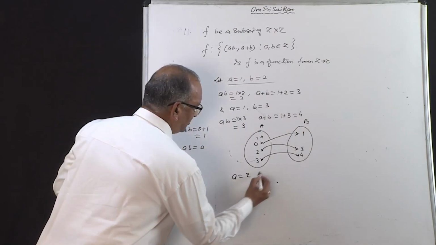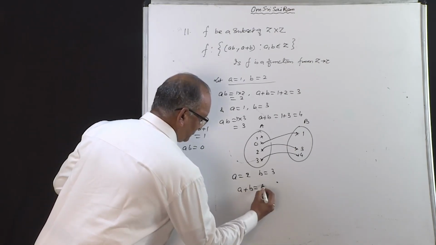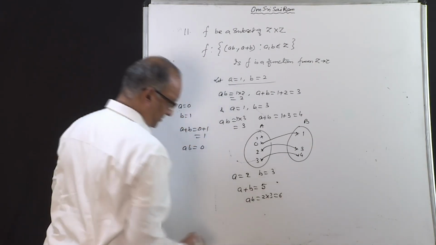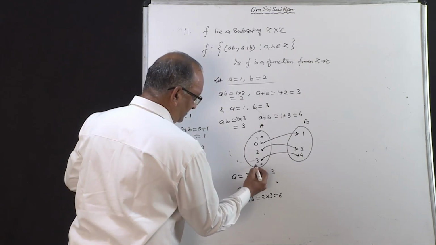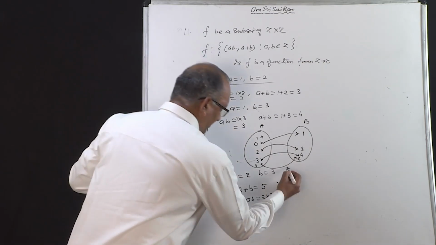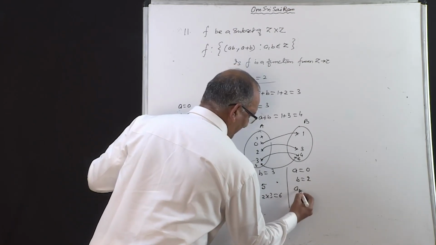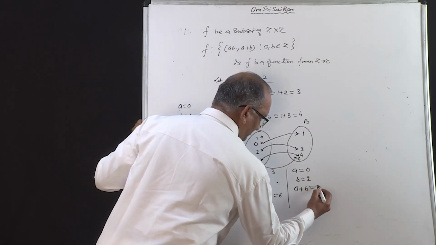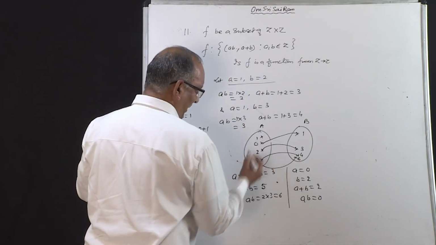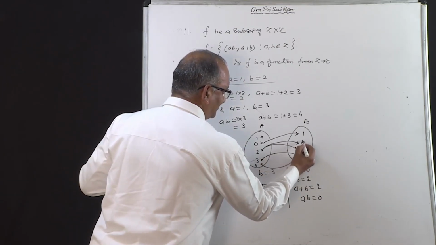Let us say A equal to 2, B equal to 3. So, what is A plus B? A plus B is 5, and what is AB? 2 into 3 equal to 6. So, 5 will have image at 6. Let us say A equal to 0, B equal to 2. So, what is A plus B? A plus B is 2. What is AB? It is 0. So, 2 will have image on 0, yes.